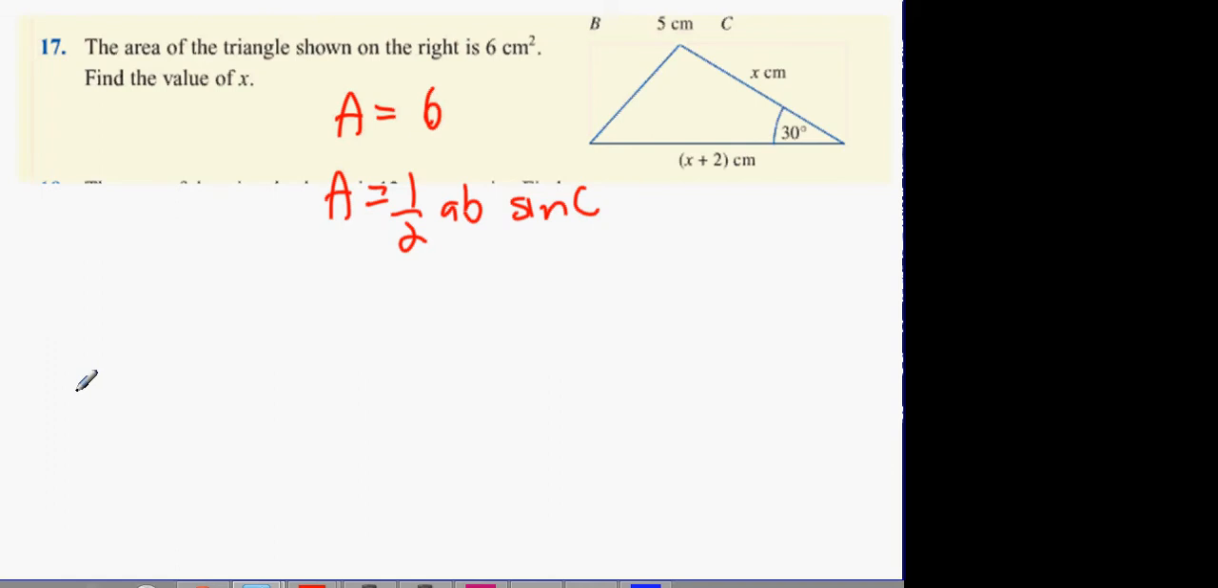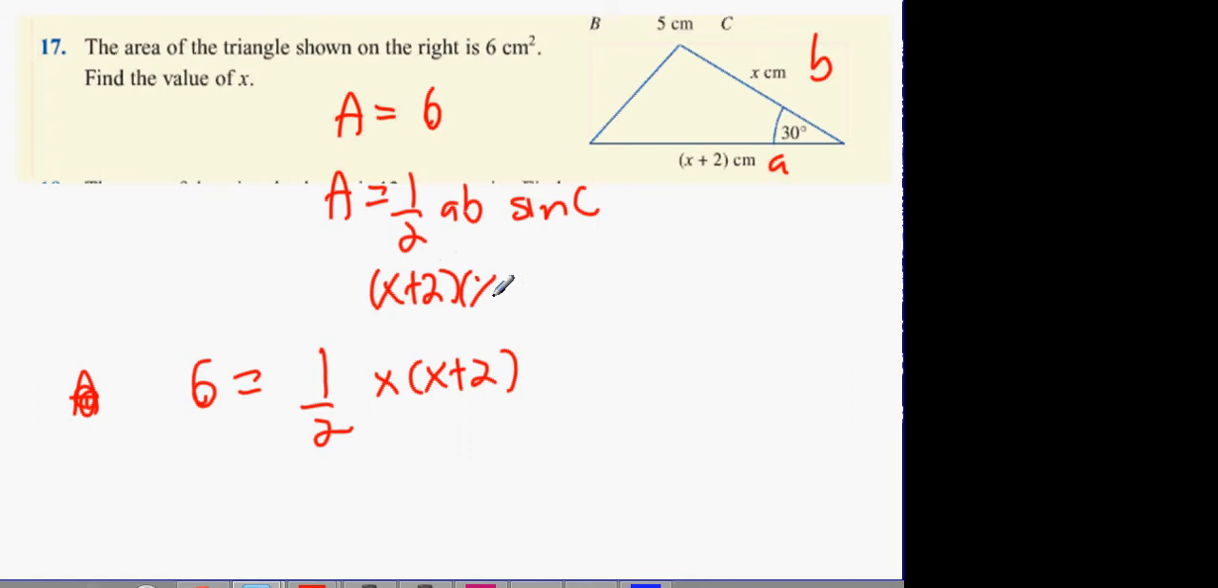6 equals a half. Call this one A, call this one B, or even the opposite way around. I'd actually prefer the opposite way around because it means that I'm multiplying like this as opposed to multiplying like this. Once again, it doesn't matter, you should get the same answer. And then I'm going to have sine 30 here. Now here's what happens. What is sine 30 in the calculator? Sine 30 is a half. Now what's a half times a half? A quarter. It's a quarter underneath x squared plus 2x equals 6.